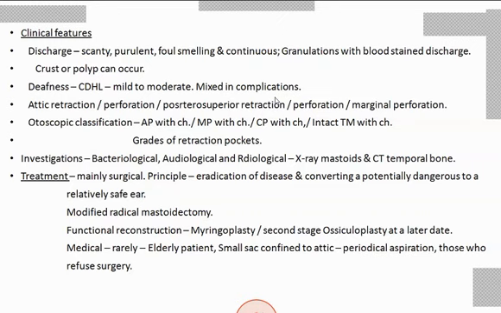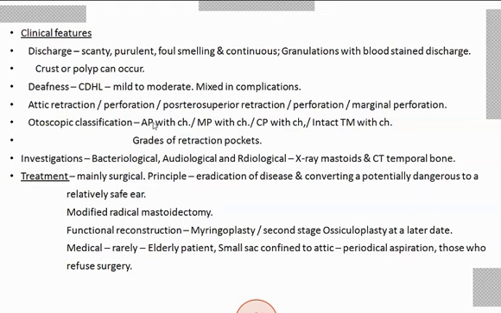And when you do an otoscopic examination, there may be an attic retraction, an attic perforation, a posterior retraction or perforation, or a marginal perforation. So, depending upon this, otoscopically, attic disease with cholesteatoma can be classified into four types.